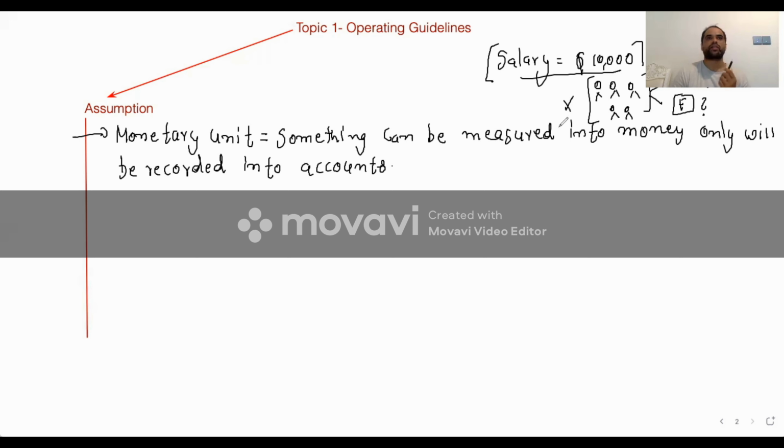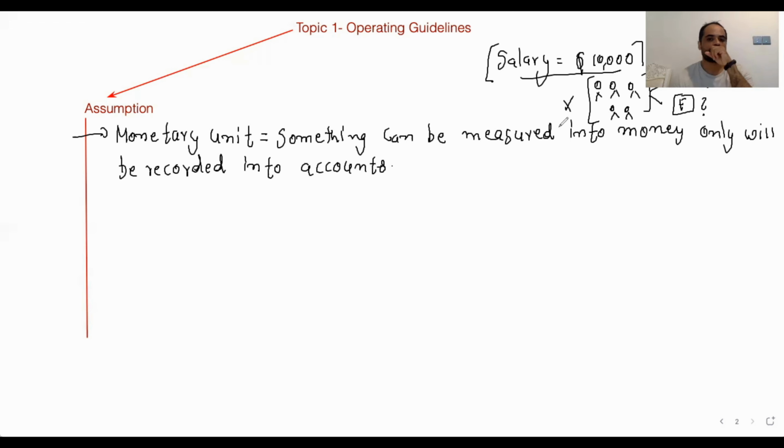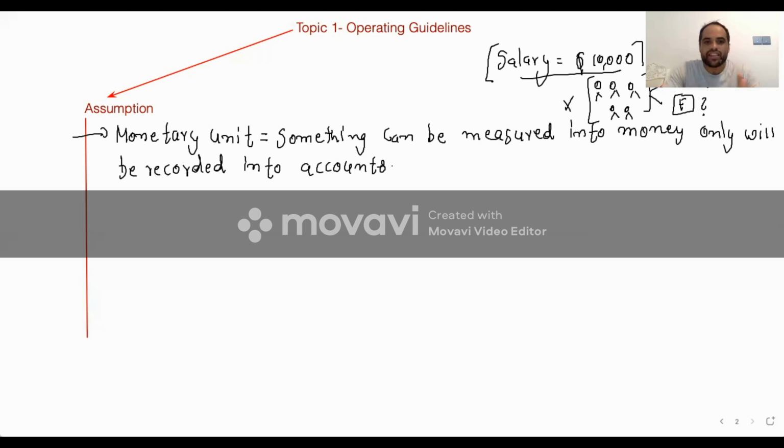All right. Is that okay? Is it understood? Is that fine? A monetary units assumption? Yes. Can you give me some example about monetary unit? Monetary units means anything which has money value.